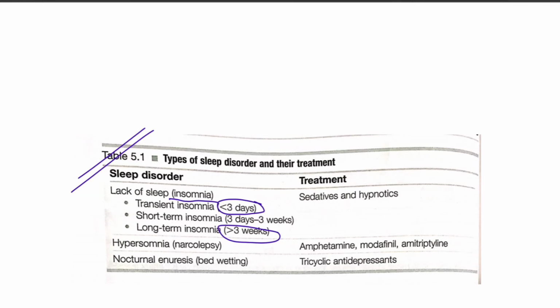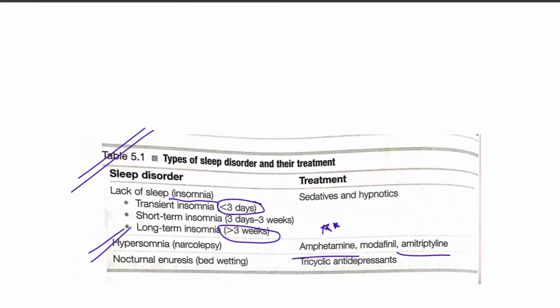The second one is hypersomnia, that is narcolepsy, where you sleep a lot. It's the opposite of insomnia. In insomnia, you're not able to sleep, whereas in hypersomnia, you sleep a lot. For that also we prescribe drugs like amitriptyline and amphetamine, which are the most common drugs prescribed.